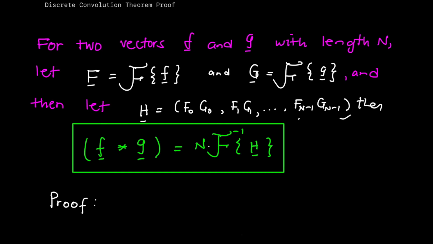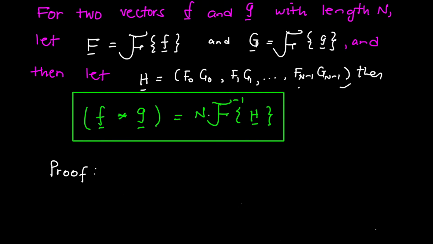Now the discrete convolution theorem states that the discrete convolution between f and g equals n multiplied by the inverse discrete Fourier transform of the vector h. The purpose of this video is to prove that.